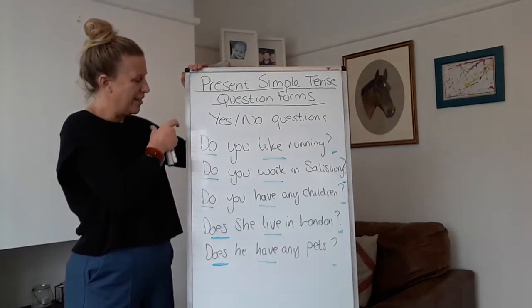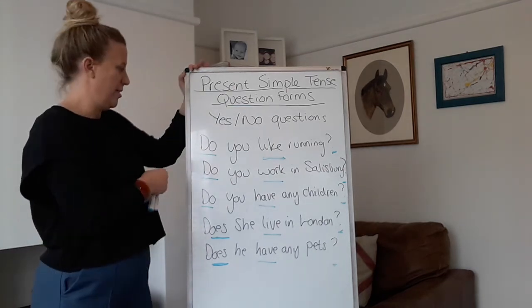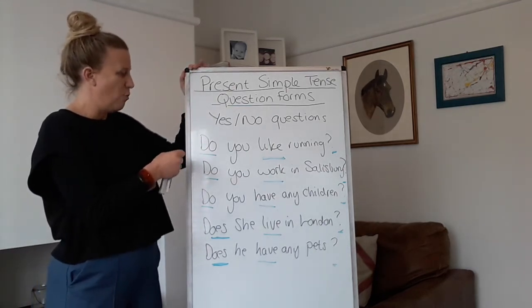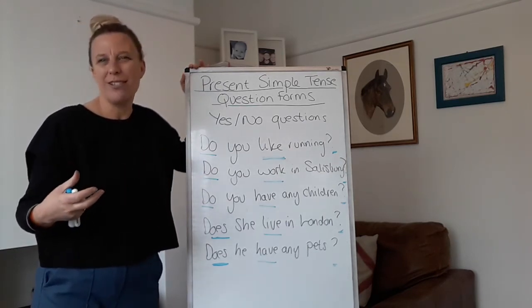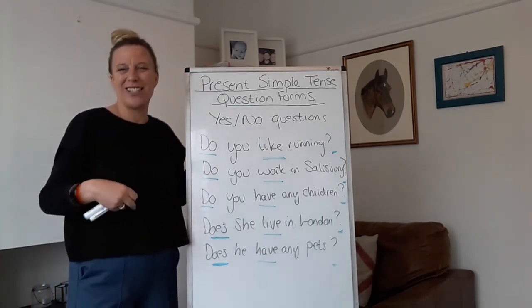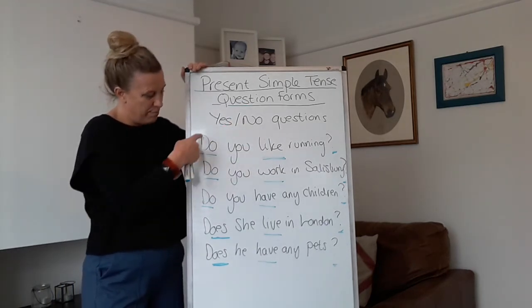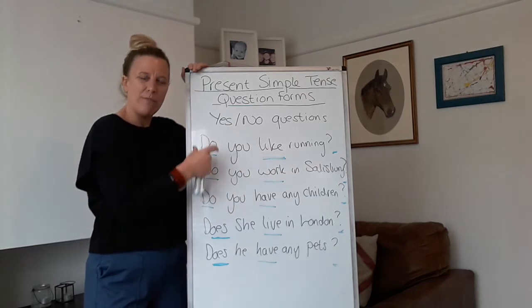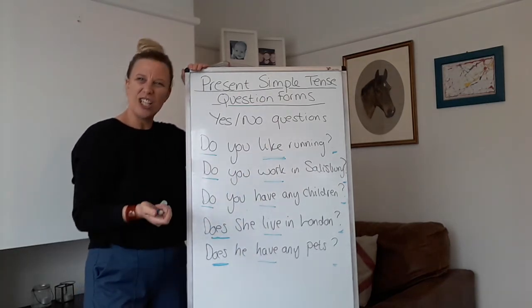So where do you like running? Oh, I like running in the woods. Why do you work in Salisbury? I work in Salisbury because it's near my house. Okay, so different questions. We are asking for information. But these are structurally the same. Do plus subject plus base form of the verb. But they just require yes or no.